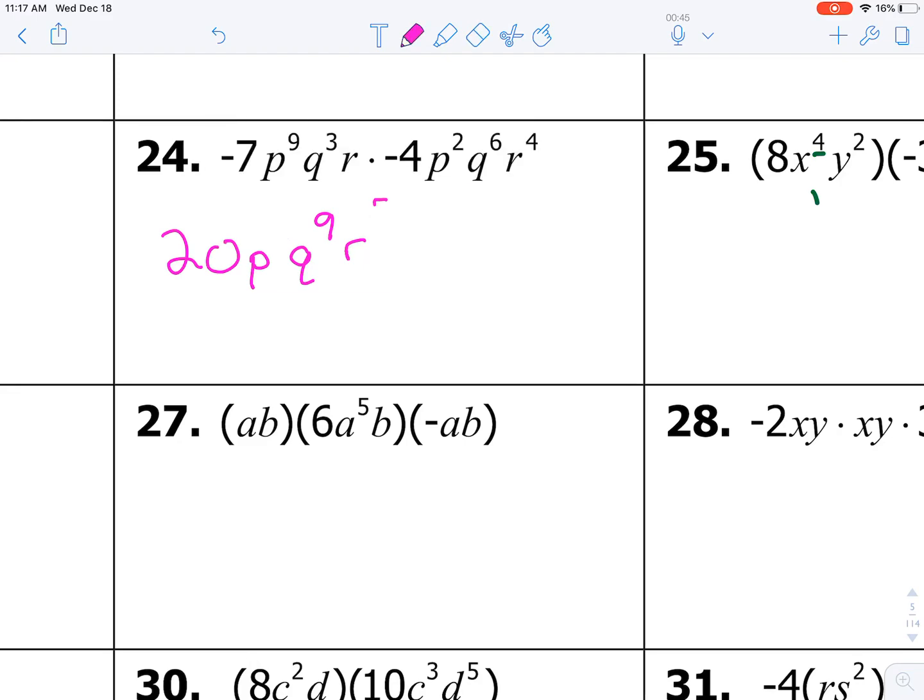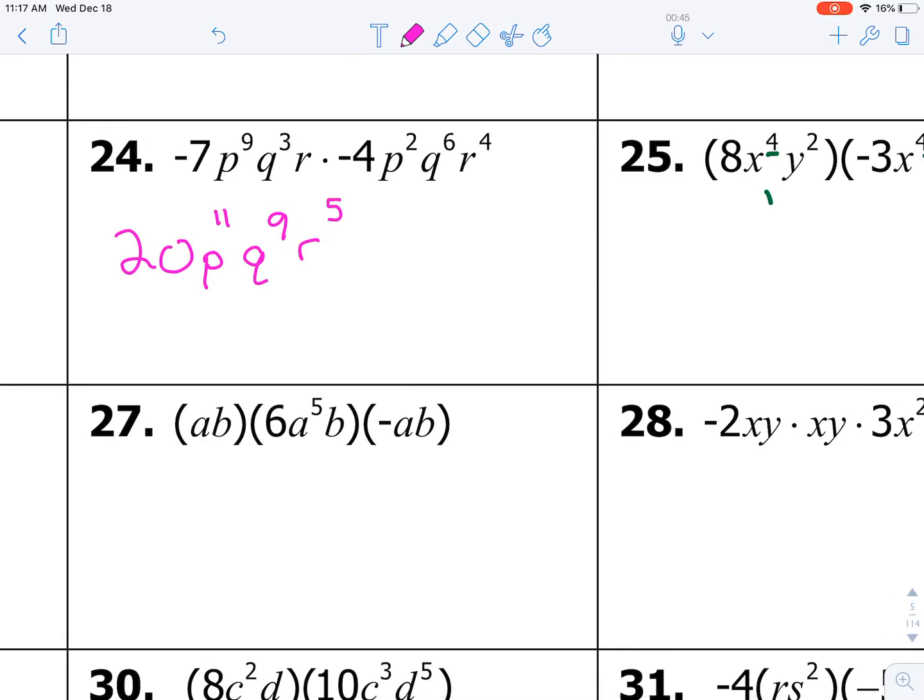Shoot, I erased half the problem. So for the r's, it might help to think about it like this, okay? I have r to the 4th and r, right? So I have r, this one, times r to the 4th, and how many r's do we have? We have 5.